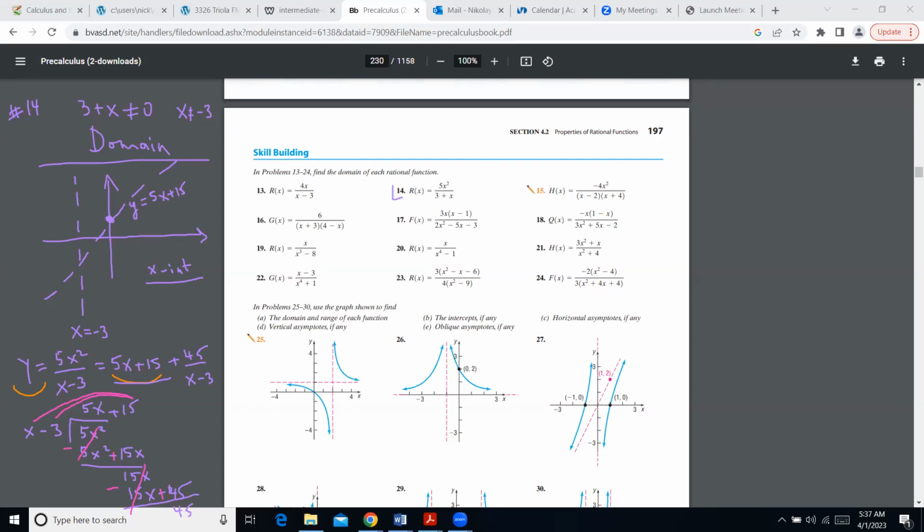So anyways, we need to recall the definition of the x-axis intersection, the x-axis intercept. It happens when y is equal to 0. In other words, when I set my numerator 5x squared equal to 0.